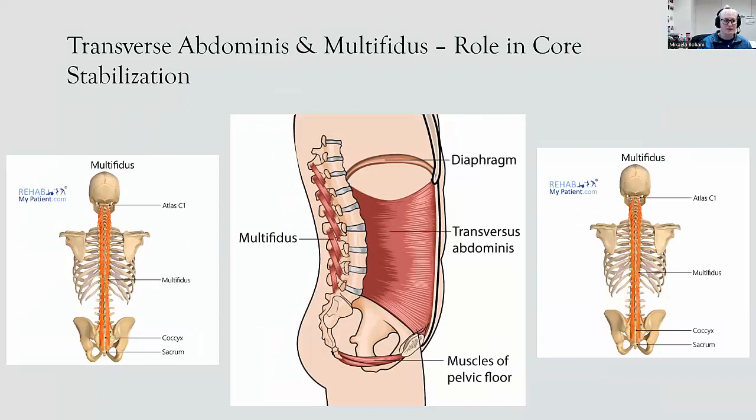The transverse abdominis and the multifidus, their role in core stabilization. The transverse abdominis serves as a trunk rotator. It helps to increase the intra-abdominal pressure, thereby increasing spinal stiffness. It also reduces laxity at the SI joint.